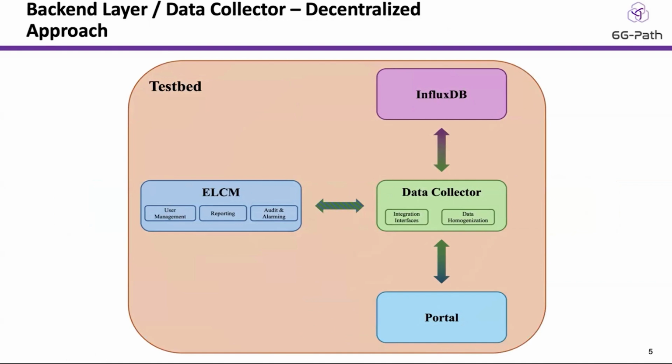Okay, so in the 6G Path, we are following a decentralized approach, meaning that all the components are deployed on the testbed premises. Specifically, in our project, components such as ELCM, analytics portal, data collector, and InfluxDB are deployed locally. So when a user triggers an experiment through the ELCM, the data collector using the experiment ID can retrieve or receive data from the InfluxDB and forward these KPIs, this data, to the analytics portal for visualization purposes.